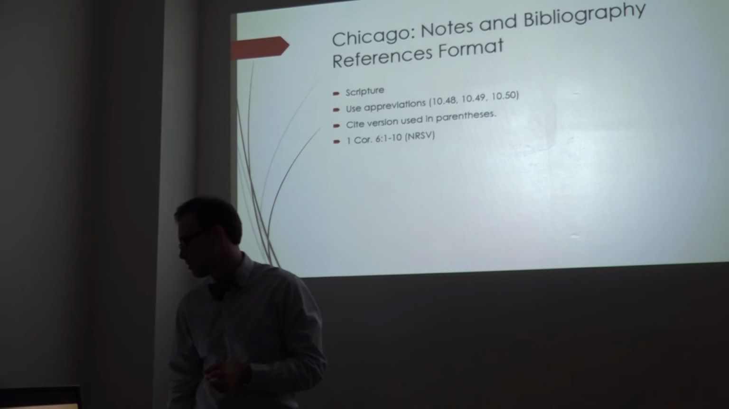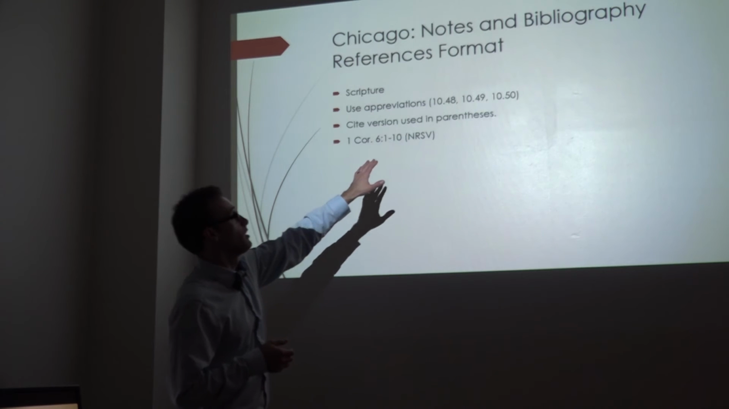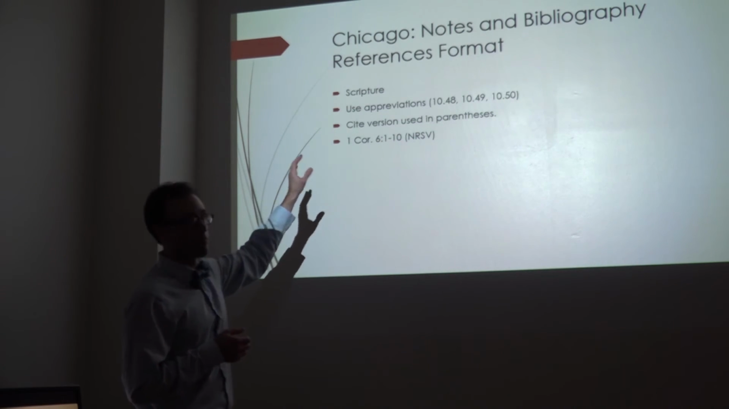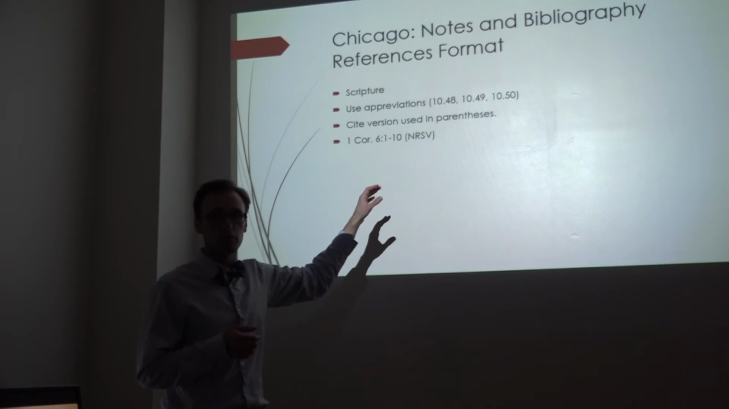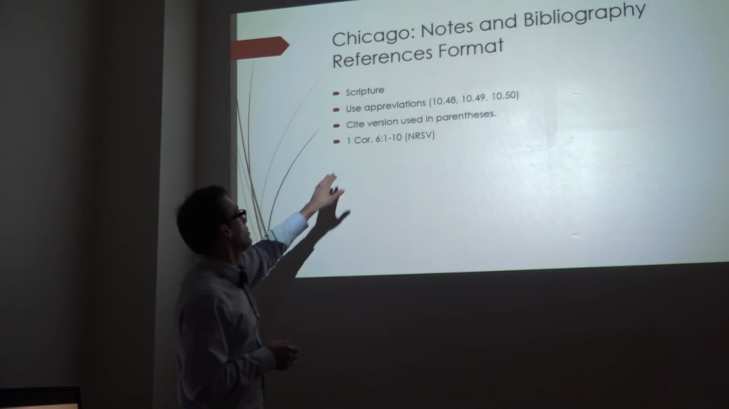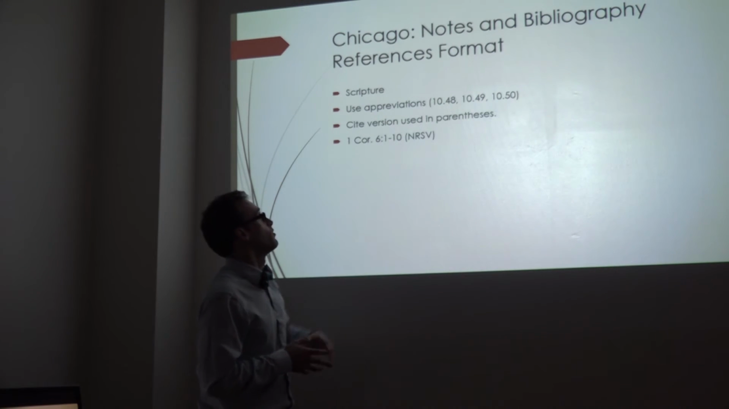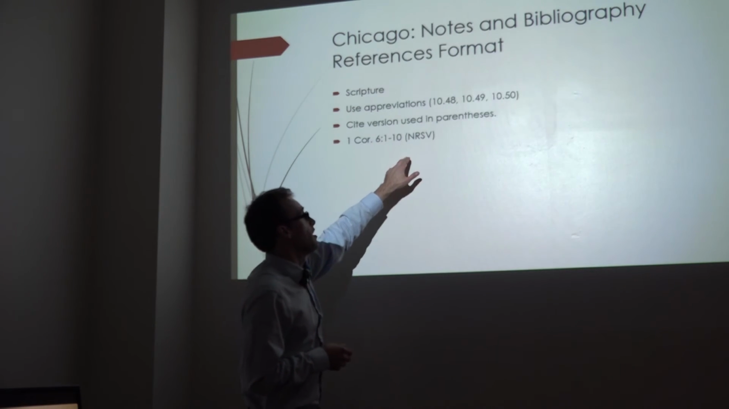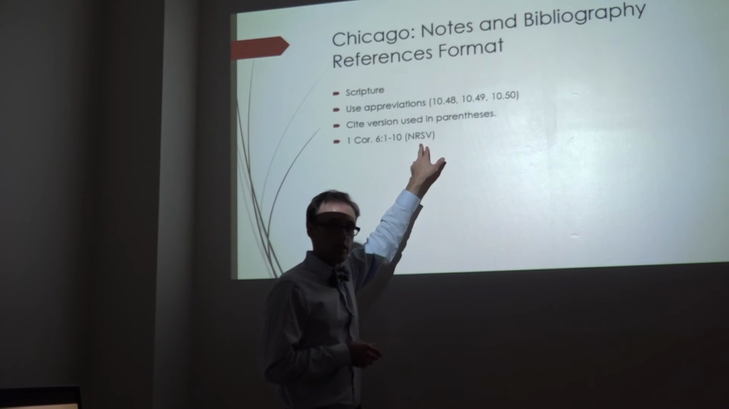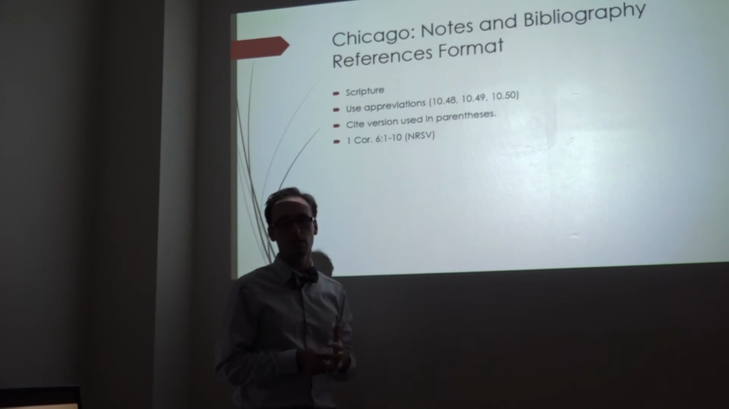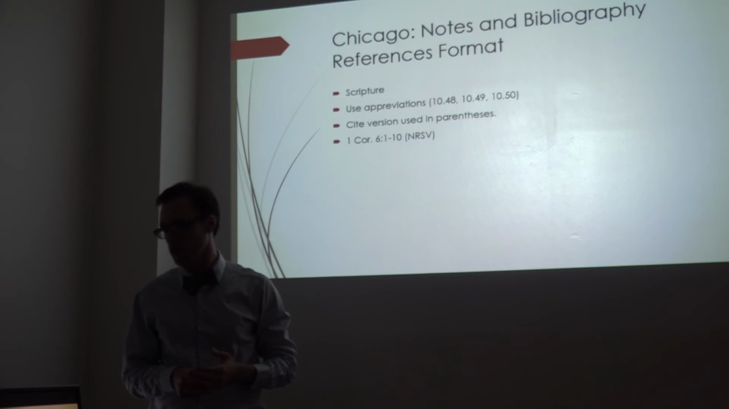Use of scripture. See Chicago style 10.48, 10.49, 10.50 for proper abbreviations for scripture. But for example, if you were going to cite scripture, say 1 Corinthians chapter 6, verses 1 through 10, you would cite that, and then you would put the name of the translation in parentheses, so NRSV, KJV, New Jerusalem, whatever. And that's very important to include.